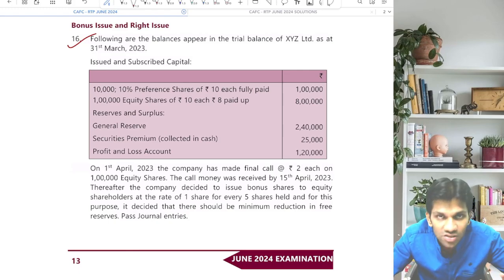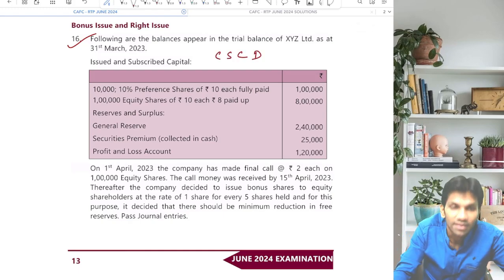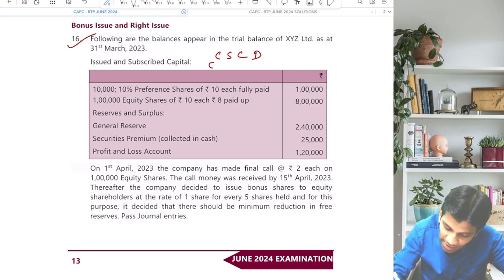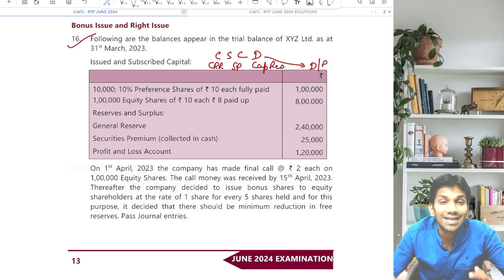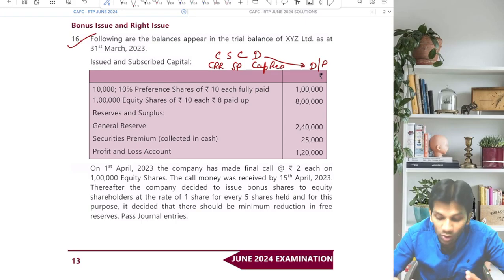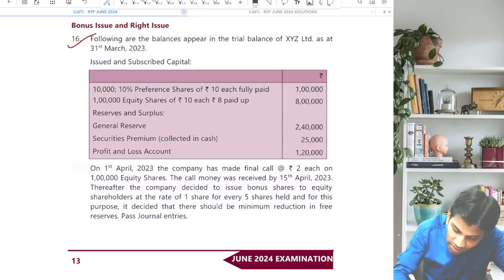So this is the gist of bonus issue. Now, as far as reserves are concerned, there was a sequence which I have discussed. CSCD. What is CSCD? C stands for CRR, S stands for securities premium, C stands for capital reserve, and D stands for divisible profits. This is a sequence which we are supposed to utilize while declaring bonus shares. Means reserves should be utilized in the following sequence only. Fine. Now let's read the question properly.